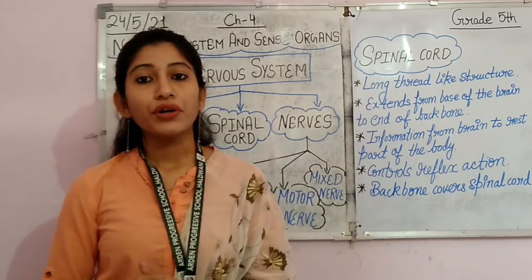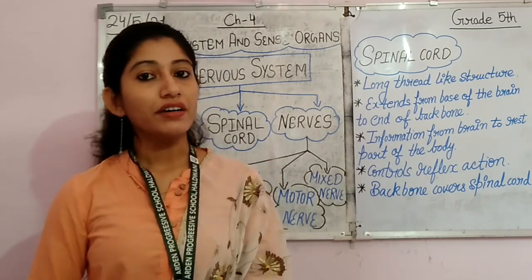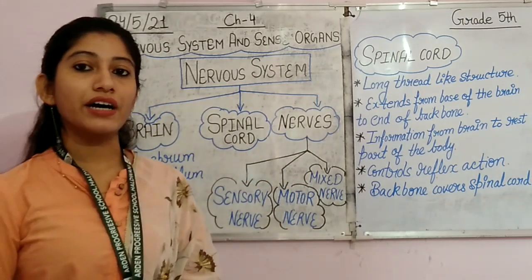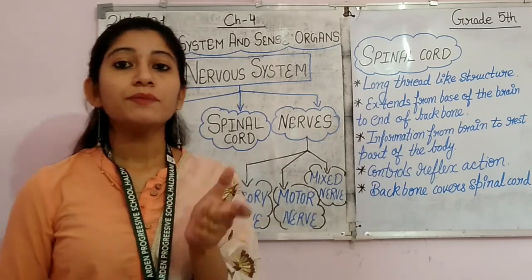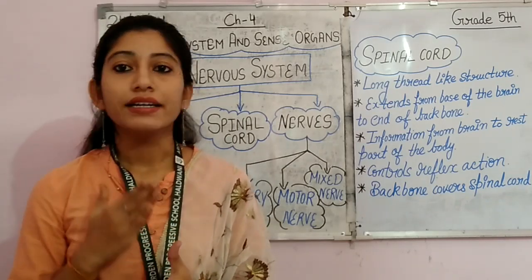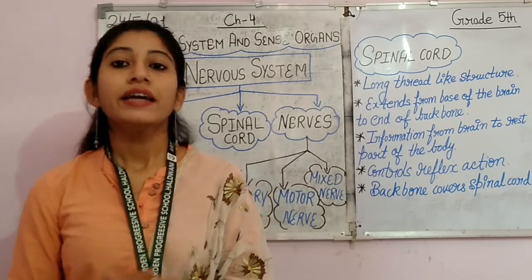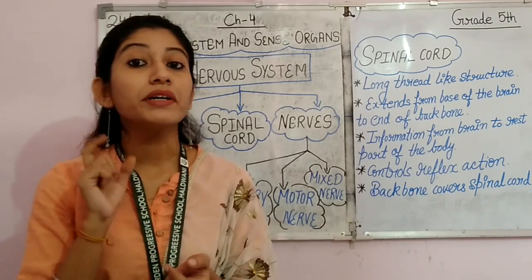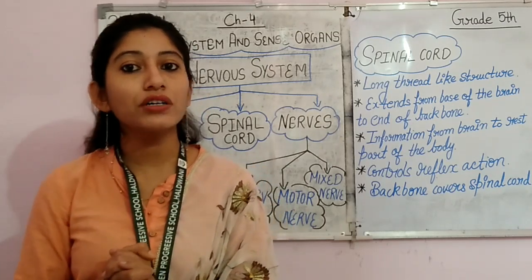Now today we are going to discuss the second part of the nervous system, and that is our spinal cord. The name spinal cord you know from the chapter skeleton system, where I told you that the spinal cord is protected by the vertebral column.